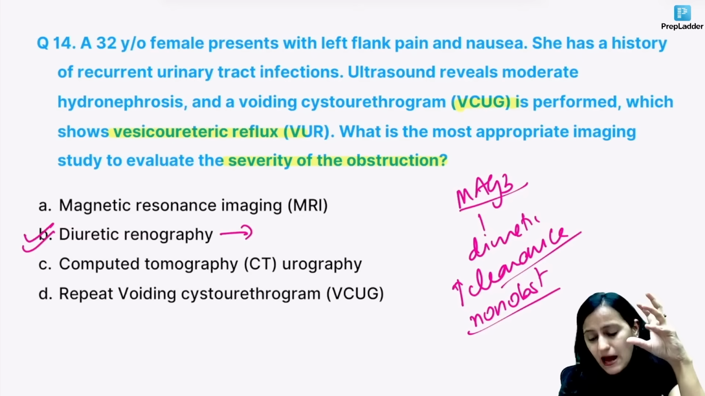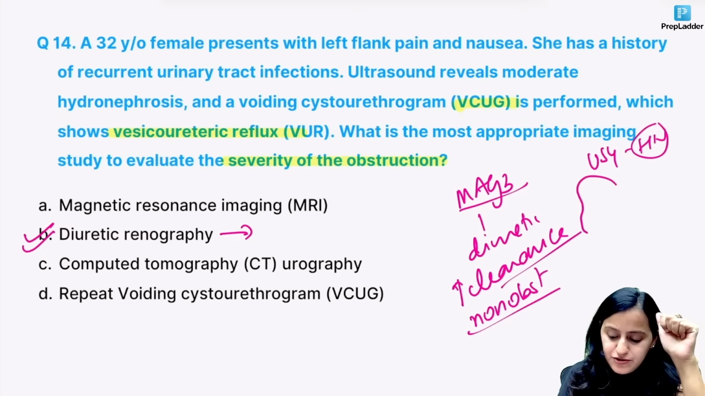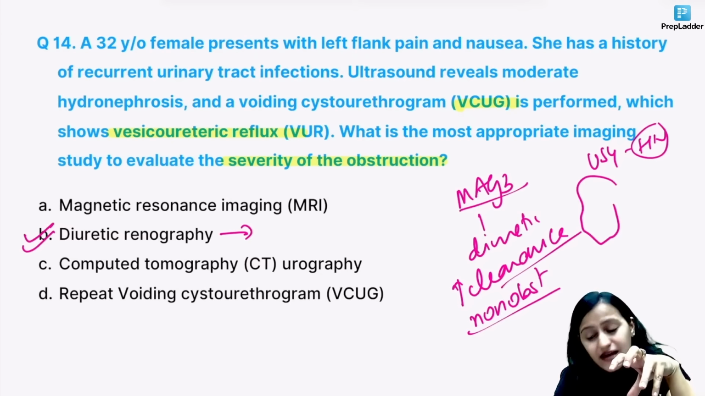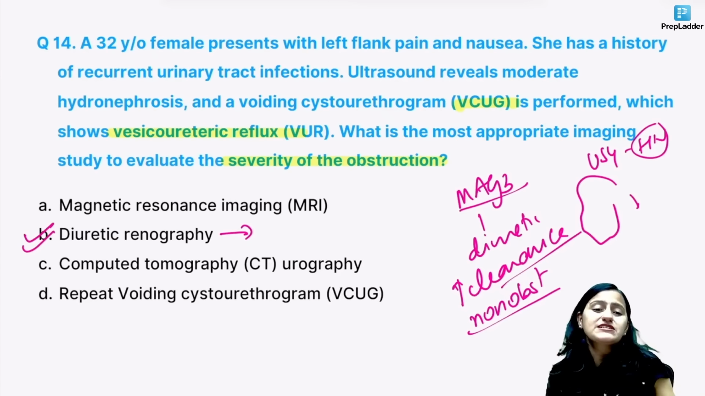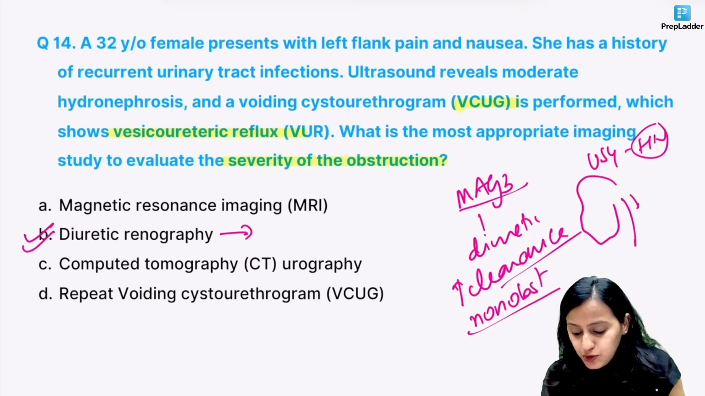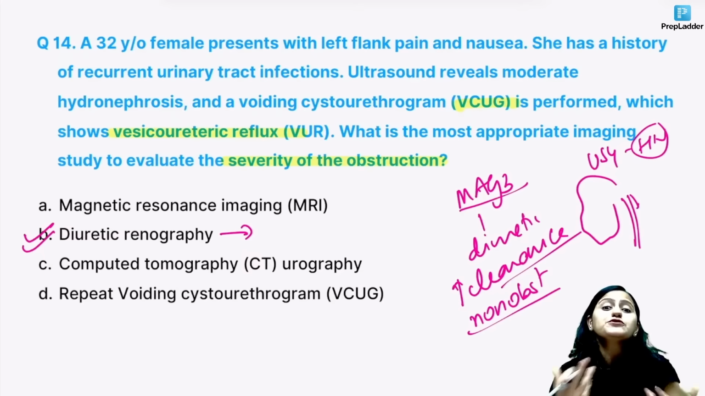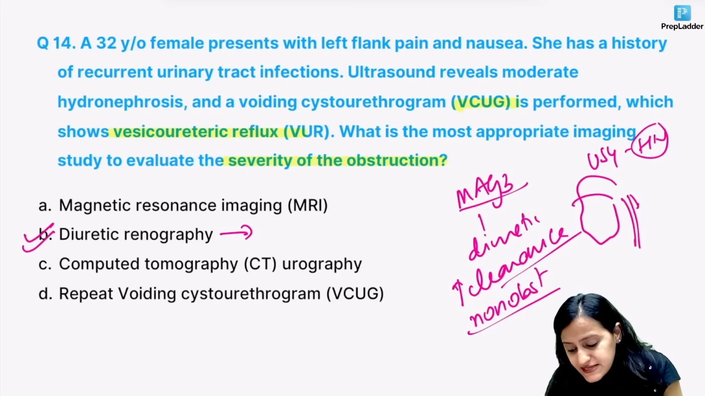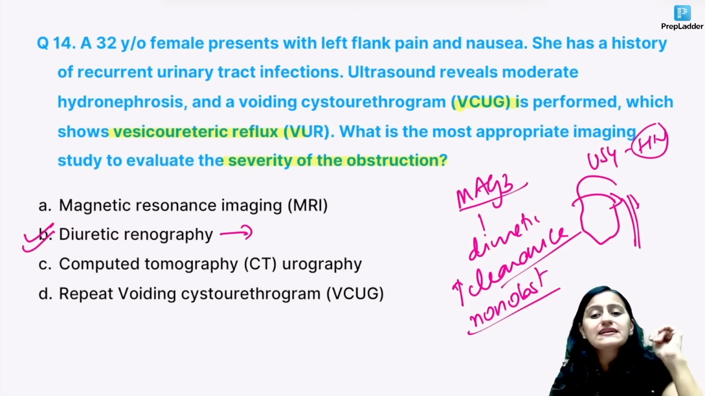See, many times what happens is, on ultrasound, you are seeing hydronephrosis. Now, this hydronephrosis could be because of a true obstruction, or it could be just because, let's say, the tone of the ureter is not good. There is no mechanical obstruction, but the ureter tone is not good. So if something is coming in and pushing the excretion like a diuretic, then the clearance increases.